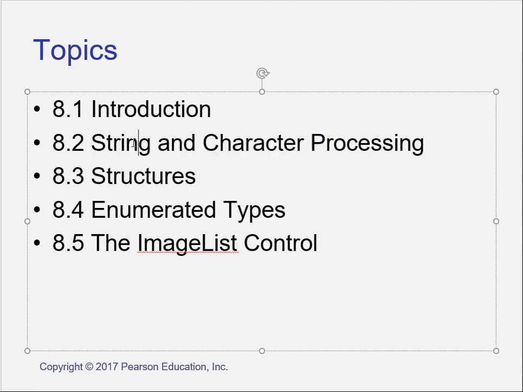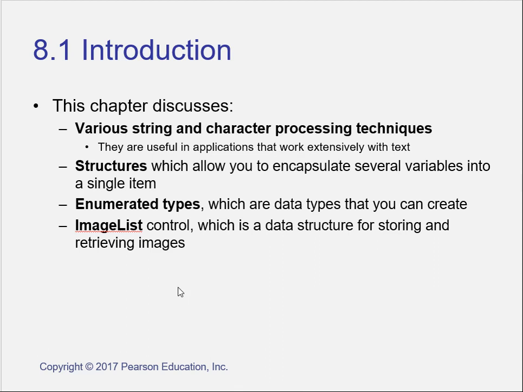We've looked at strings a little bit, but we're going to dive into that a little deeper and look at individual characters. We use this a lot when we're trying to retrieve inputs from the user, and we can really break it apart to test it. Structs, enumerated types, and image list controls are all part of Chapter 8. So we're going to start off by looking at a variety of different string and character processing techniques in this chapter.